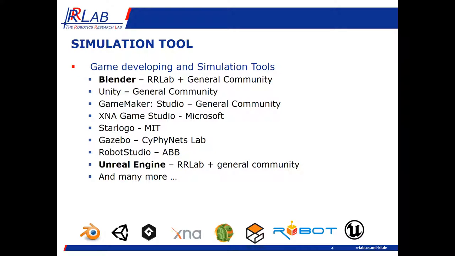Gazebo, this was one of the labs in LUMS which I was working. So they were using Gazebo. Now I'm not sure. It was a few years back. Unreal Engine, we have developed some kind of sensors, and also a large community out there is using Unreal Engine. Unity is mainly in Java. Yeah, it is not existing in C++.